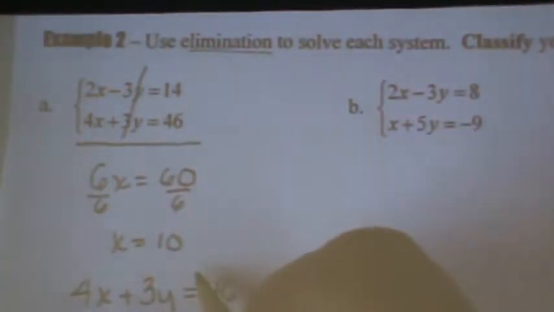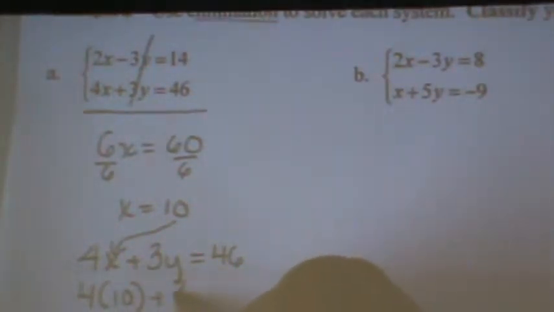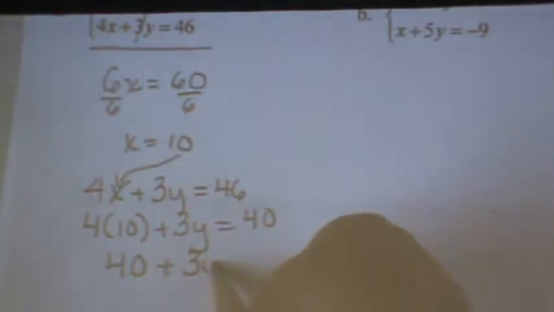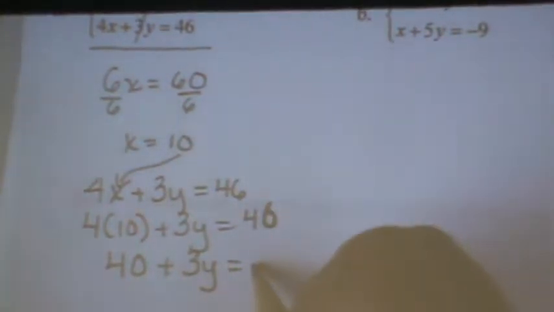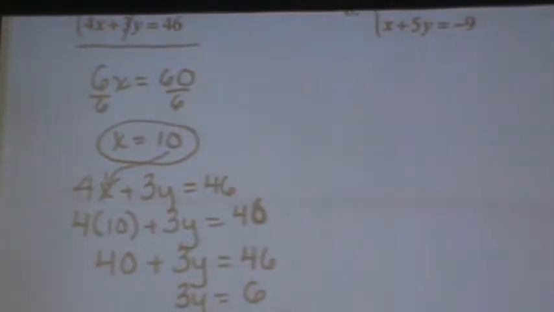You should be writing this stuff down too. You're going to plug 10 right in here. So what is 4 times 10? It's 40. And then what do you do with 40? Whoops, this is 46. Subtract 40, and you get 6, and then divide by 3, y is 2. You can skip some steps. You can do them in your head. So now we got an answer. X is 10, y is 2.